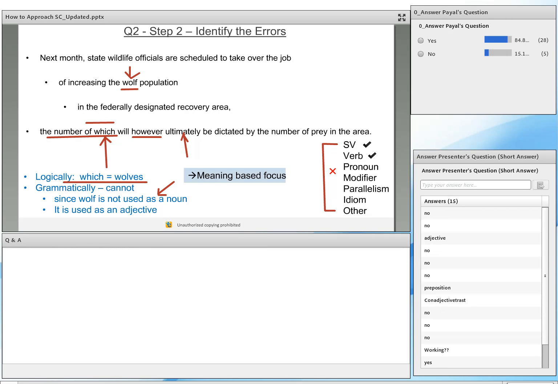How is wolf an adjective here? Okay, no question is a stupid question. Increasing the wolf population. Again, as I said, wolf population. What kind of population? Wolf population. When you ask that question, what kind of population, the answer is given by an adjective. Red chair. What kind of chair? Red chair. Or wooden chair. What kind of chair? Wooden chair. So here, red and wooden are adjectives. Is B correct? We'll get to that.